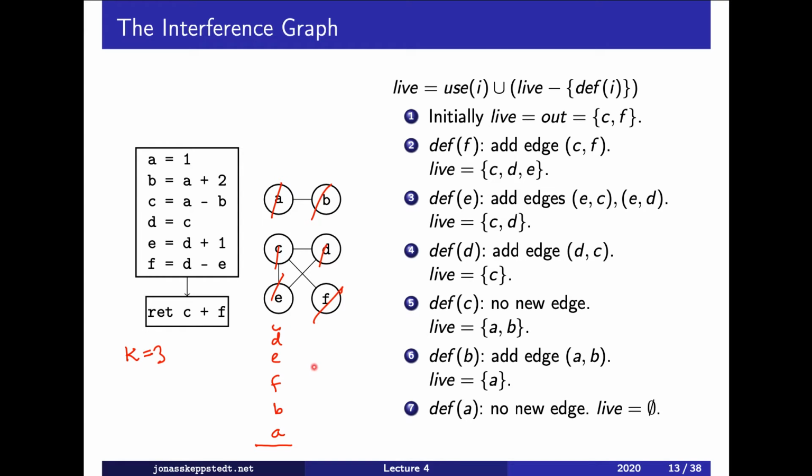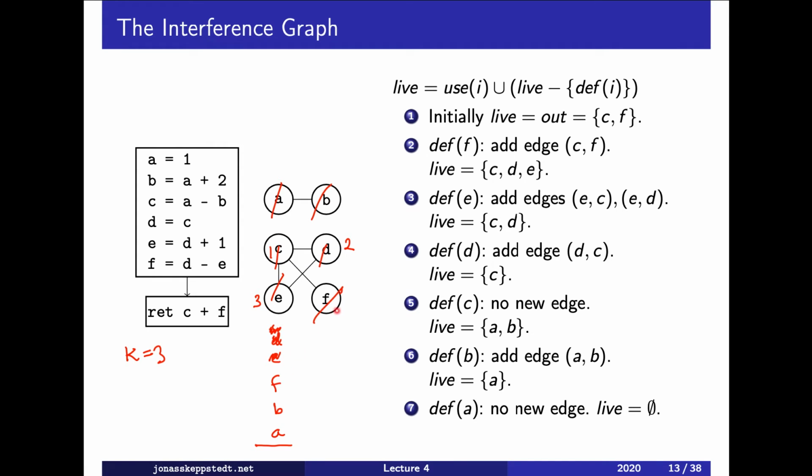Okay, so what we do now is to go through the stack and pop one element at a time and put it back in the graph and give it a color. So we pop C and give it color 1, for instance. And then we pop D and give it a color, obviously not 1, but we can say 2. Okay, E, it must get another color, so it can get 3.